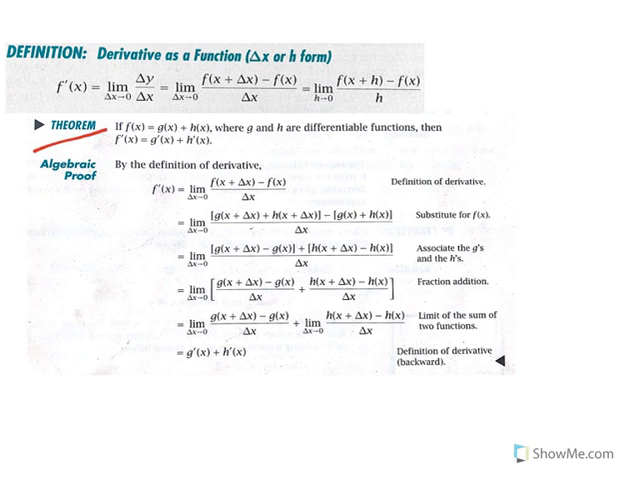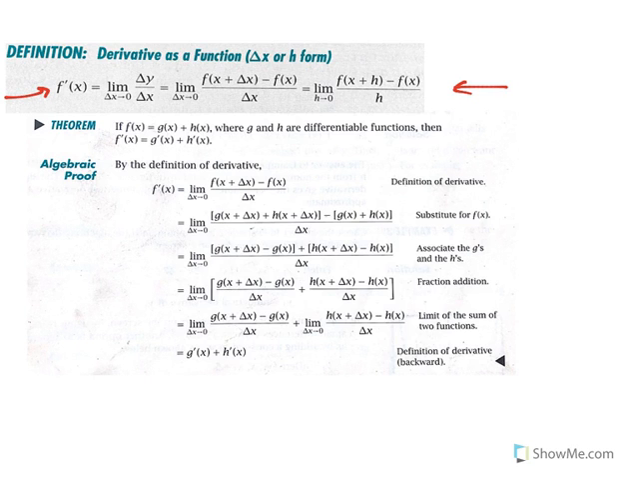So if you have f of x is equal to a sum of two differentiable functions g and h, where g and h are differentiable functions, then the theorem that we saw states that the derivative of f is equal to the sum of the derivatives of g and h. Why is this true? How do we show that this is true in general? We have to use the definition of the derivative as a function that we learned about yesterday.